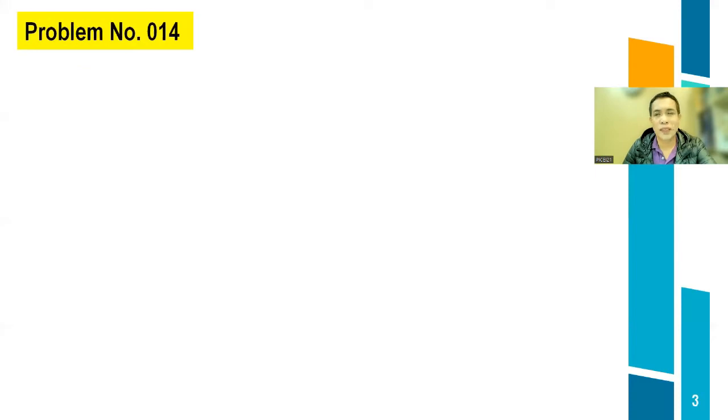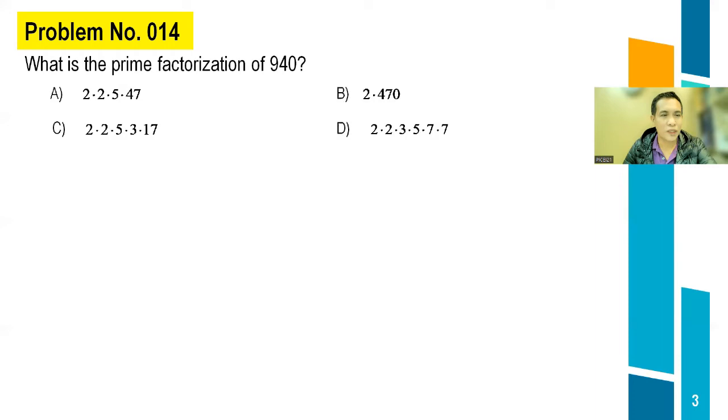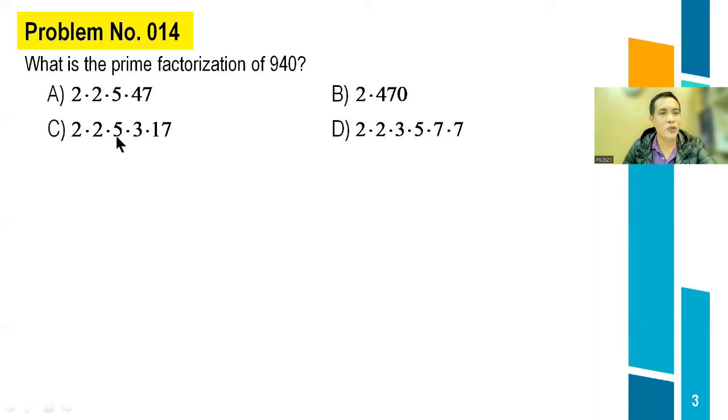Problem number 014. What is the prime factorization of 940? For the choices, A, that's 2 times 2 times 5 times 47. B, that's 2 times 470. C, that's 2 times 2 times 5 times 3 times 17. D, 2 times 2 times 3 times 5 times 7 times 7.